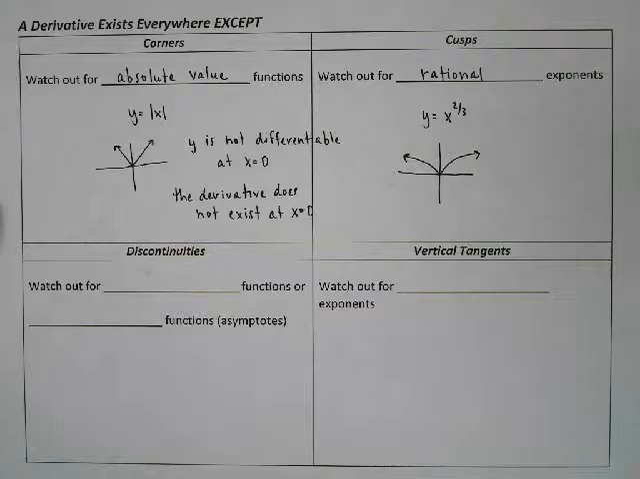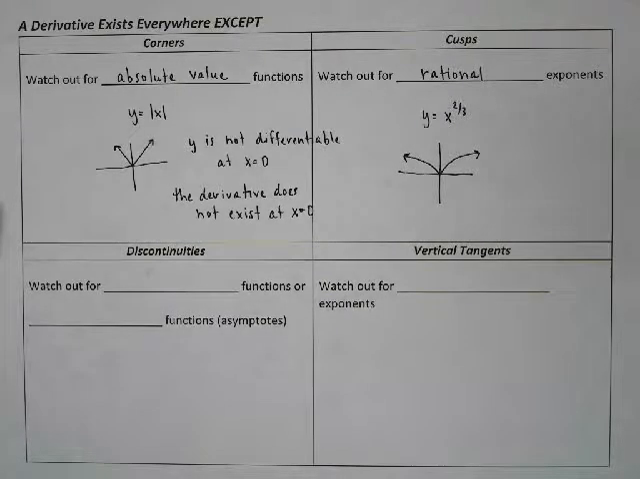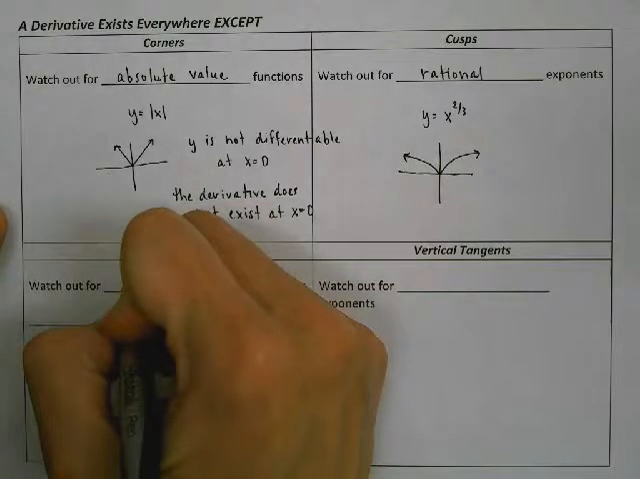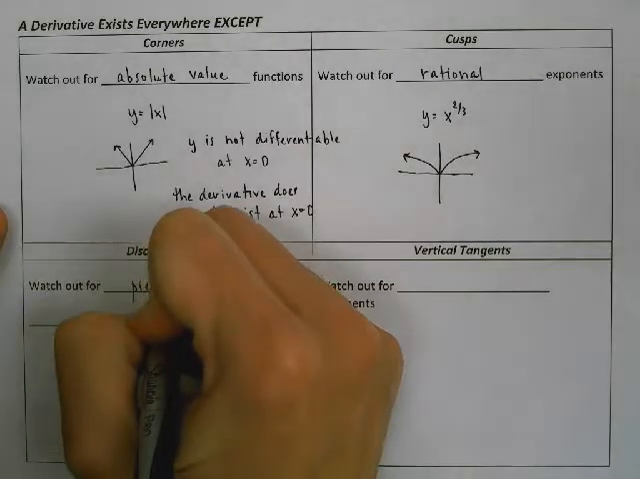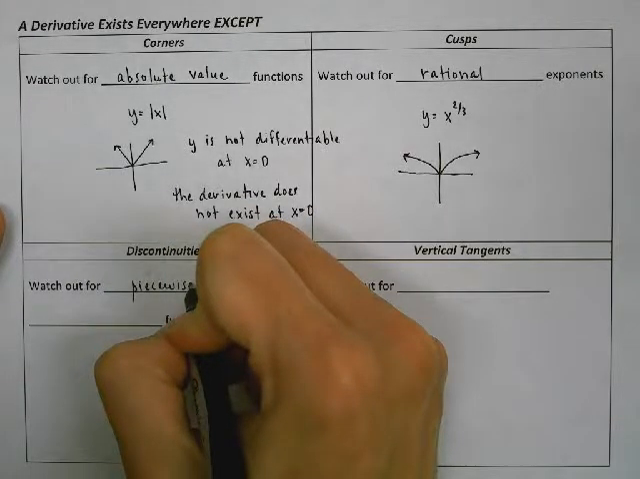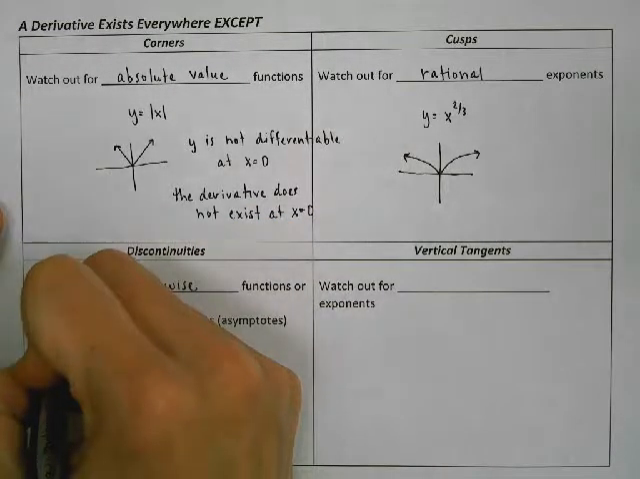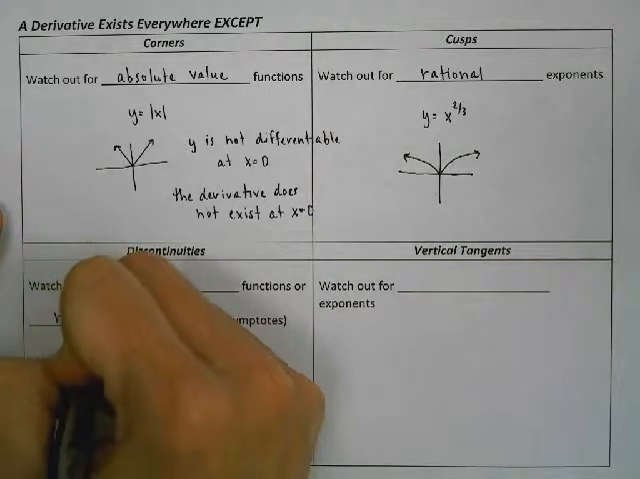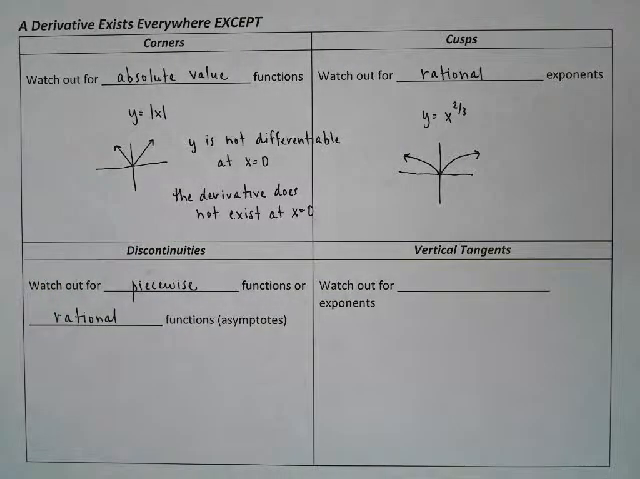The other place where we will not be differentiable is anywhere we have any type of discontinuity. So in general, we're watching out for piecewise functions, because we know we could have some kind of jump discontinuity there, or rational functions. And there we're specifically looking out for vertical asymptotes.